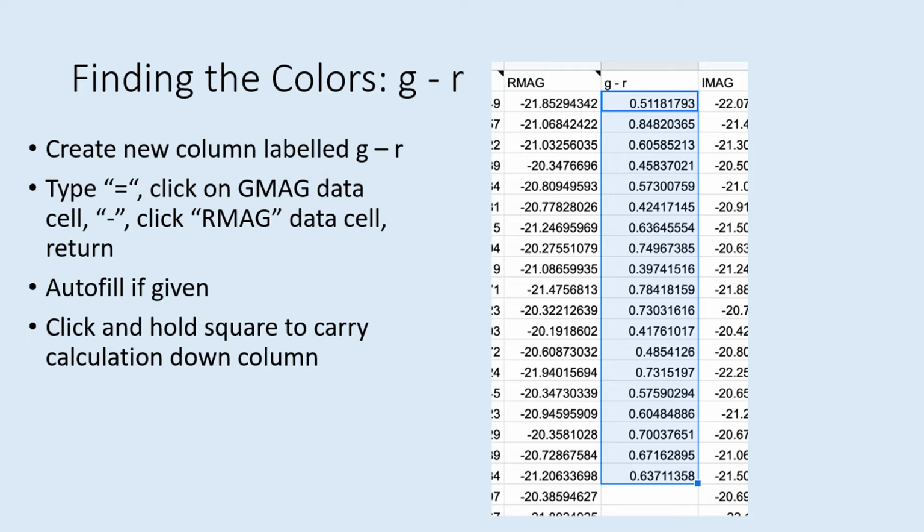When you do a calculation like this, it's a good idea to do a quick spot check and make sure it looks like the spreadsheet is doing the calculation you want it to do. In that first line, the values of Gmag and Rmag are both around minus 21. So when you subtract them, the difference should be less than 1. And that's what we see here. So it looks like we set up the calculation correctly.